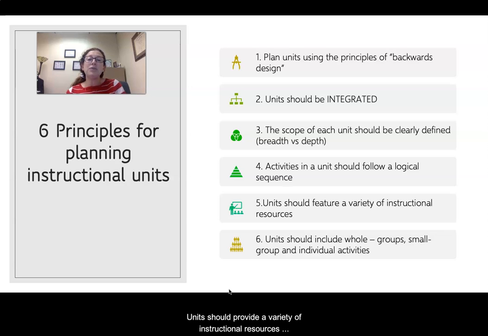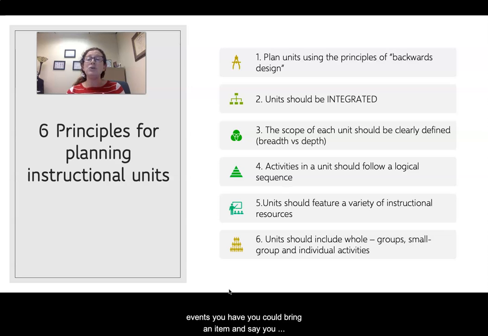Units should provide a variety of instructional resources. Please do not only use YouTube videos. Do not only use reading from the textbook. You can use plays about historical figures and events that you have students read and act out. You can use documentaries. You can use pictures, photographs, or paintings from historical events.